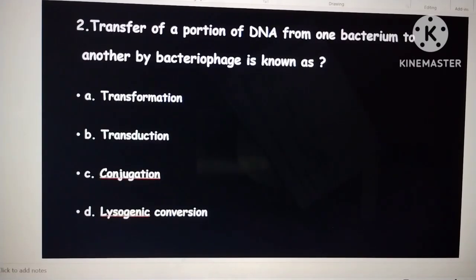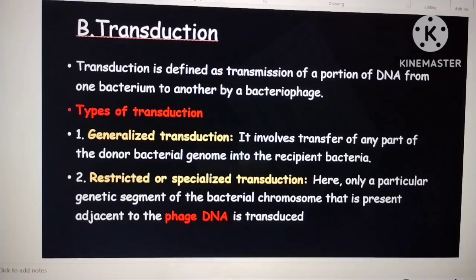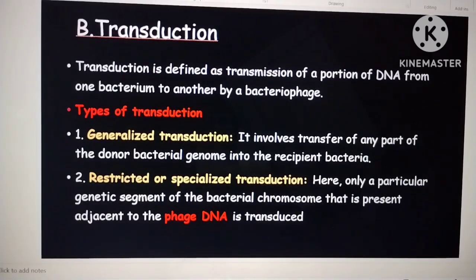The second question is: transfer of a portion of DNA from one bacterium to another by a bacteriophage is known as transformation, transduction, conjugation or lysogenic conversion. Here the answer is transduction. What happens here is a portion of DNA is transferred from one bacterium to another, usually by the bacteriophage. There are two types of transduction: one is generalized, another is restricted.